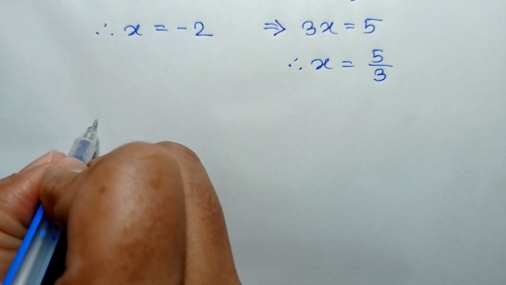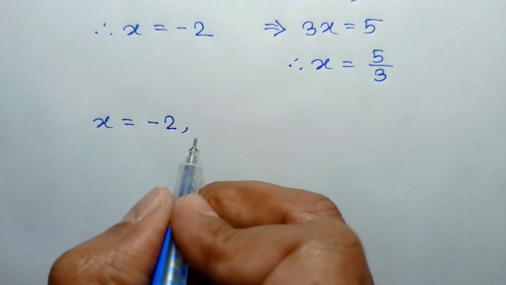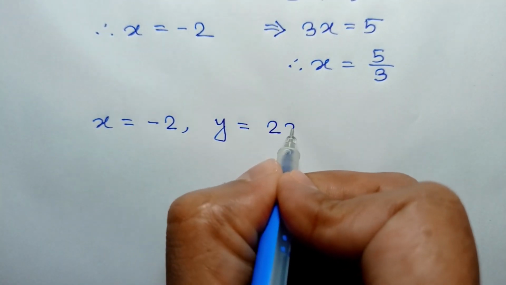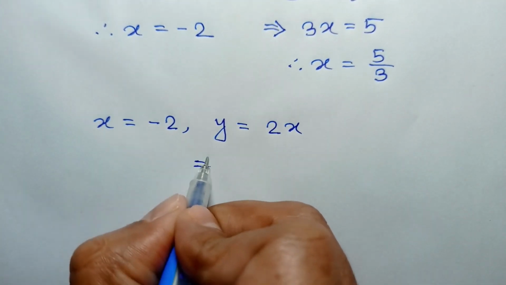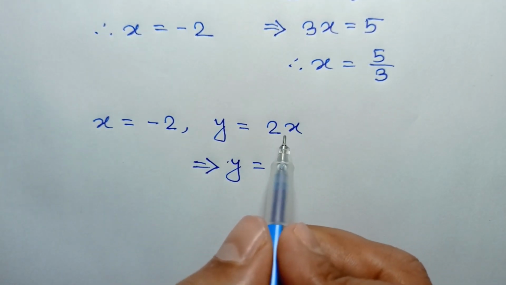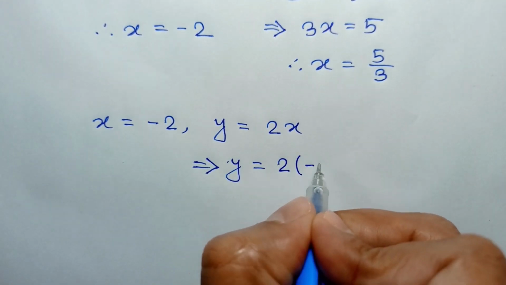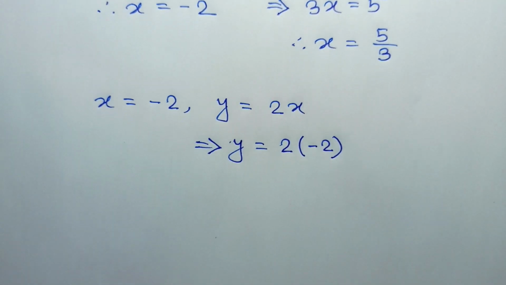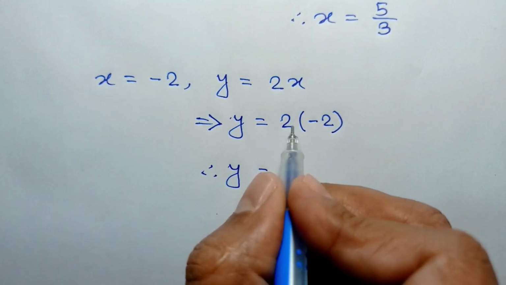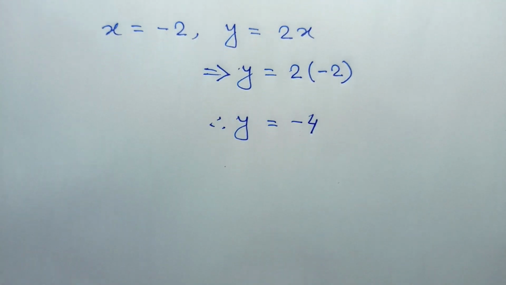When x is equal to negative 2, then from equation 5, y is equal to twice x, or substituting the value of x is equal to negative 2, we can write y is equal to 2 times negative 2. So the value of y is 2 times negative 2, which is negative 4.